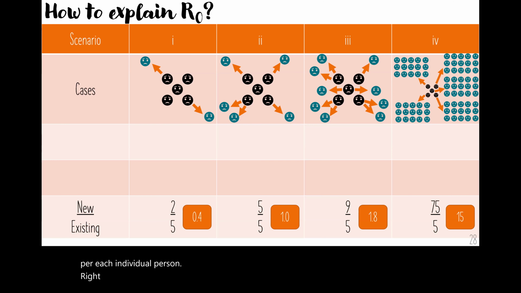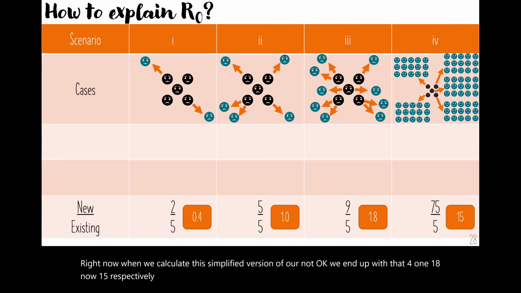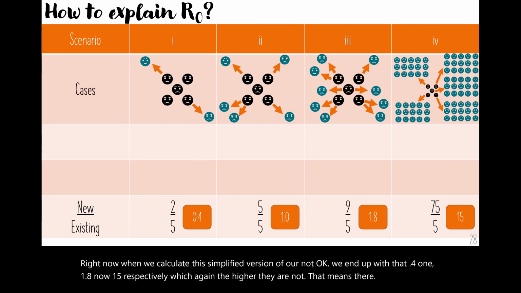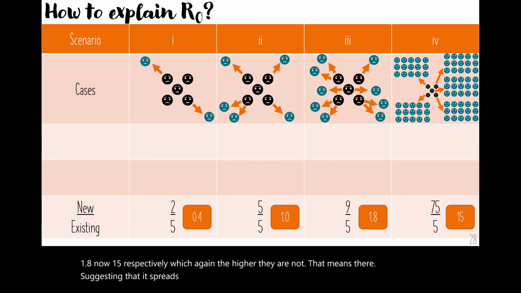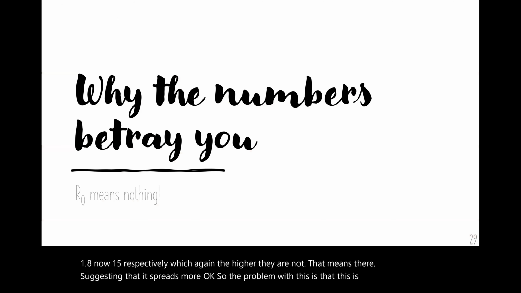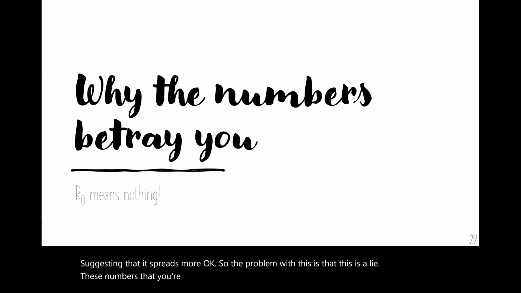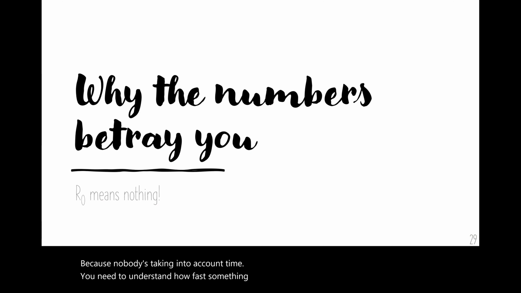Now, when we calculate this simplified version of R naught, we end up with a 0.4, a 1, a 1.8, and a 15 respectively, right? Which, again, the higher the R naught, that means they're suggesting that it spreads more, okay? So the problem with this is that this is a lie, okay? These numbers that you're being thrown at is not really what it means, because nobody's taking into account time. You need to understand how fast something spreads for it to be a concern, okay?